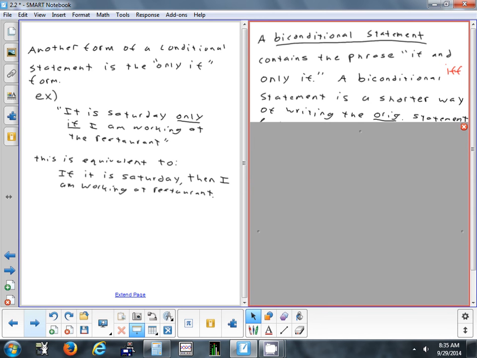So basically, a biconditional statement using this phrase, if and only if, is a short way of writing the original statement and the converse all at once. So you don't have to write something like, if it is Saturday, then I am working at the restaurant. If I am working at the restaurant, then it is Saturday. We can combine all of what I just said into a single statement using this special phrase, if and only if. That's what it does. And I'll give you another example.